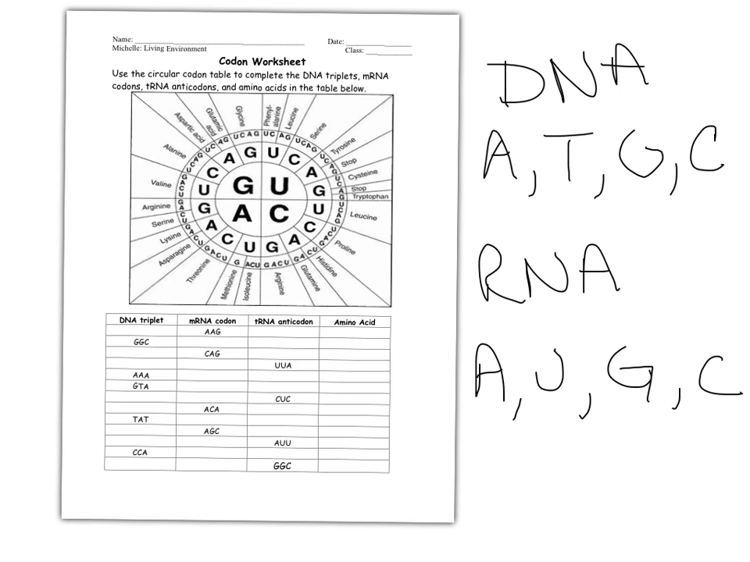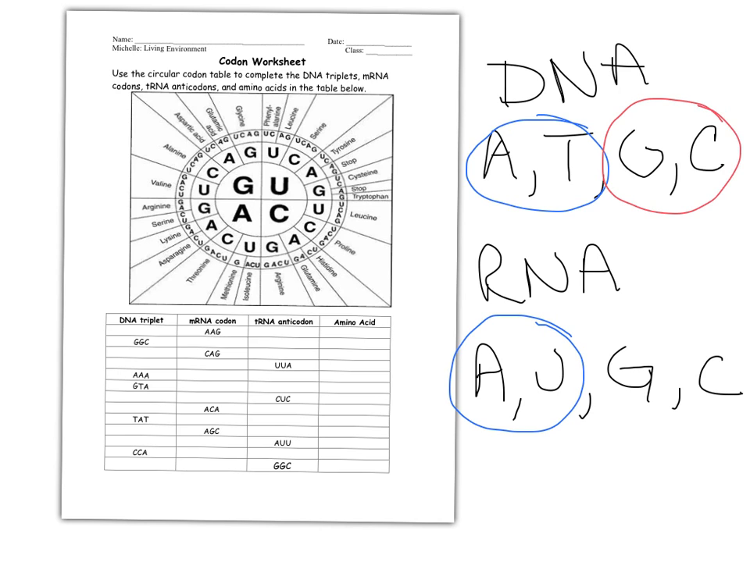And if you remember your base pairing rules, A always bonds with T, and down here A is going to bond with U, and then G is always going to bond with C in both cases.